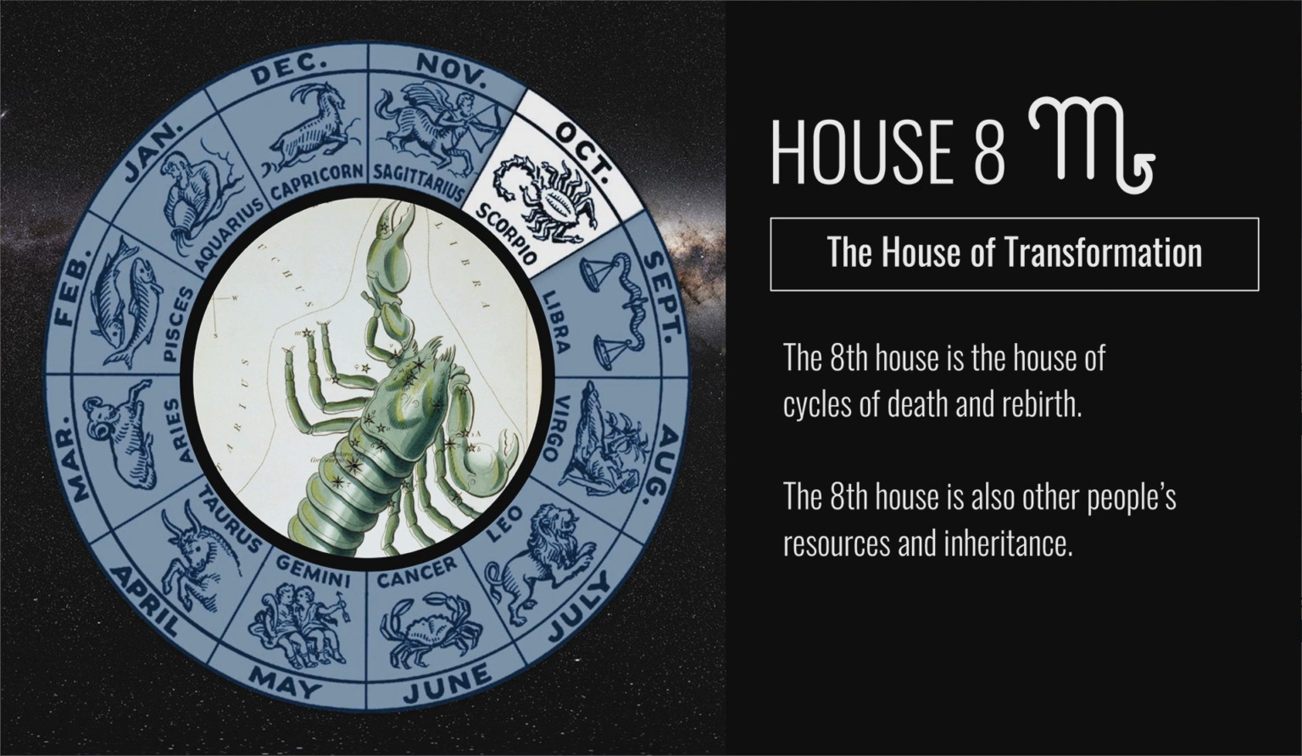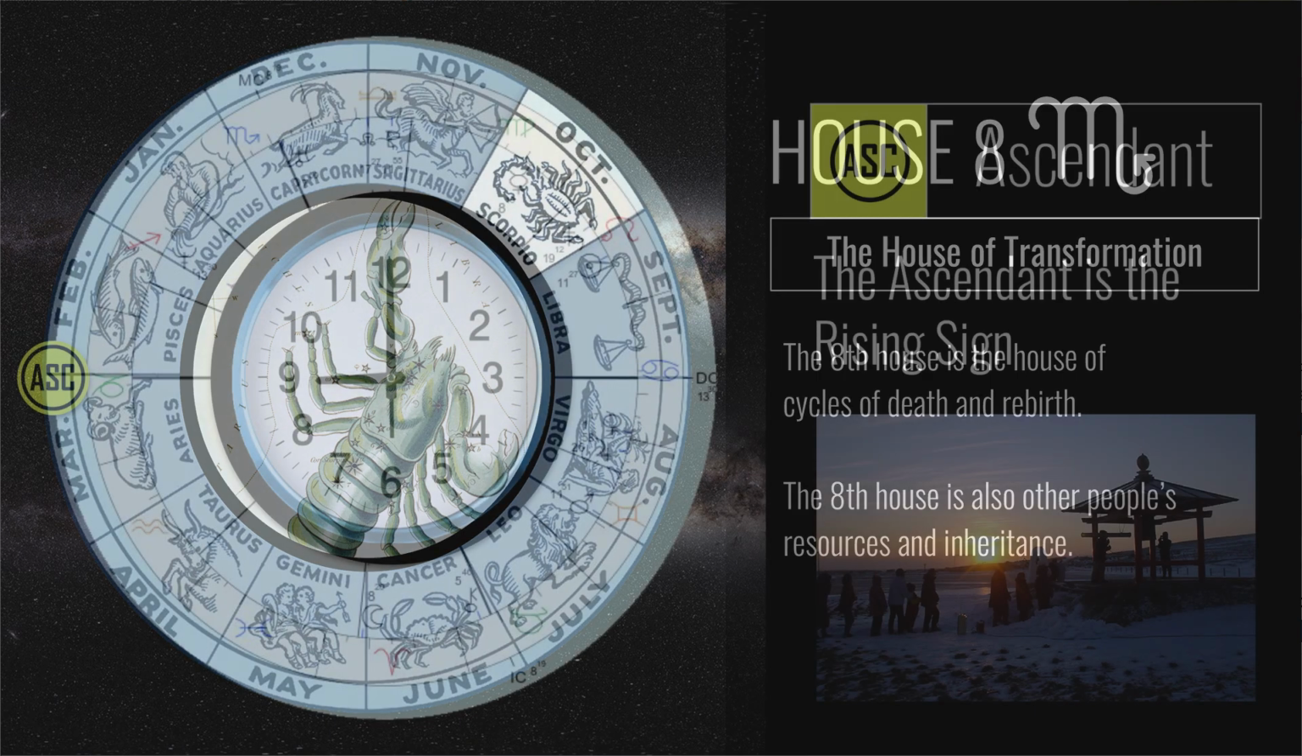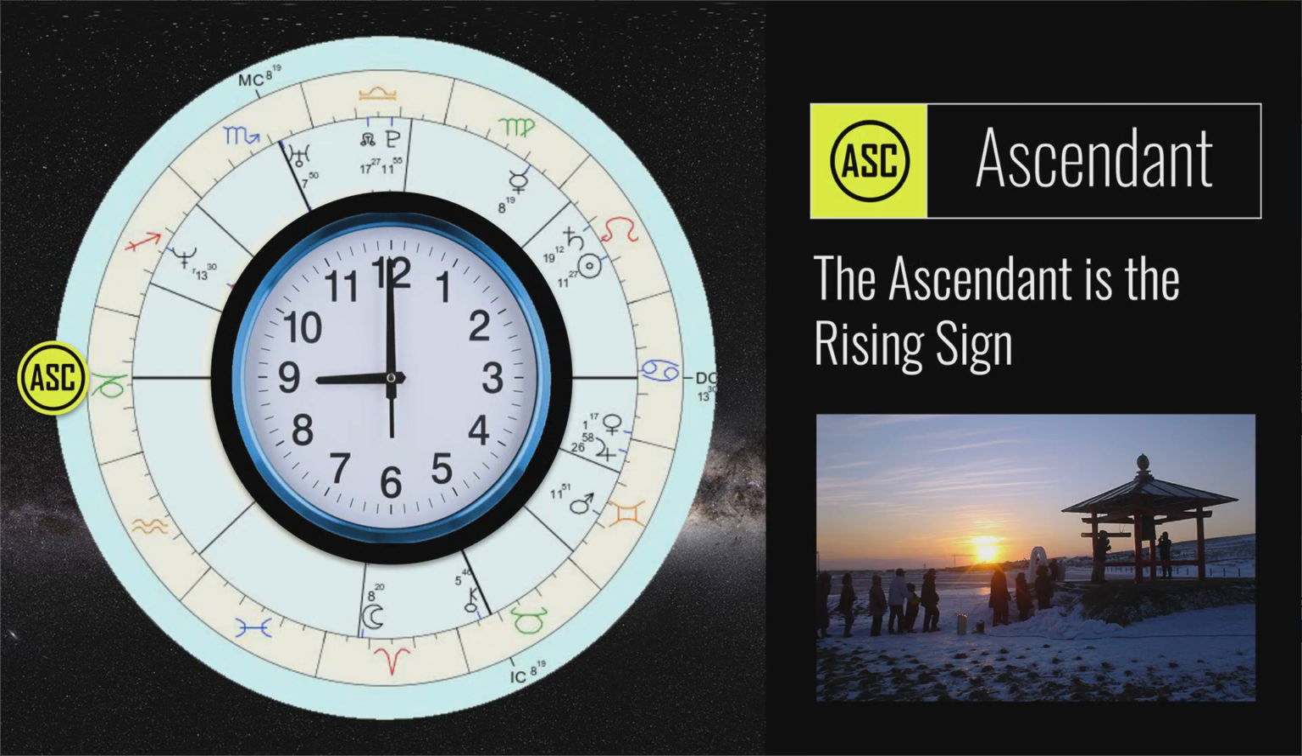So that's where I get that from, where I have used my life experience as well as what I've seen in others to kind of validate the house system that I'm using. So in this video, we're talking about the angles, which is also going to include a discussion of the houses. The ascendant is the most important angle.